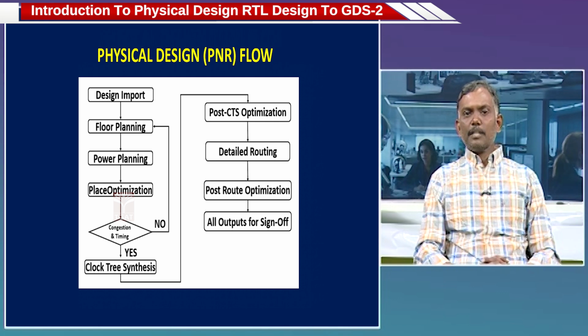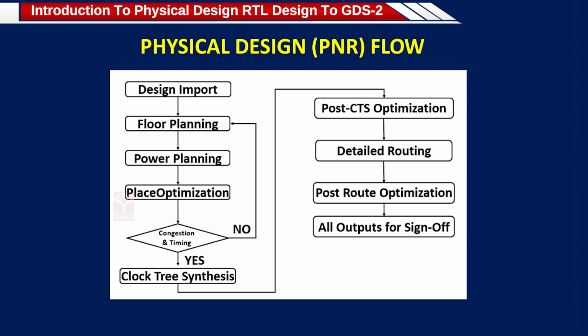After that one, there are 2 parameters, congestion and timing. We need to look at those parameters. If those parameters are met, then you can go for the next step. Or if you are not able to meet these congestion and timing parameters, then you should go back to your floor planning. Next step is the clock tree synthesis.